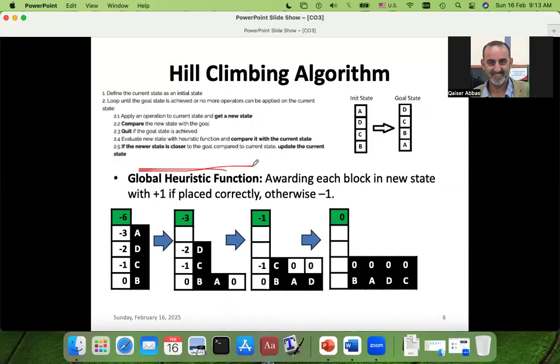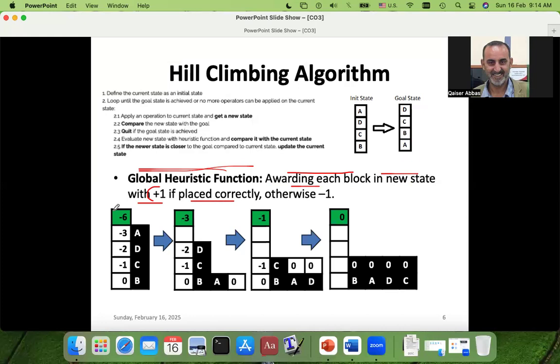Now we are changing our heuristic function. The problem is the same. The global heuristic function is to award each block in a new state with +1. Whenever a new state comes, you will have to award each block a value. And what is that value? +1 if placed correctly, otherwise -1.